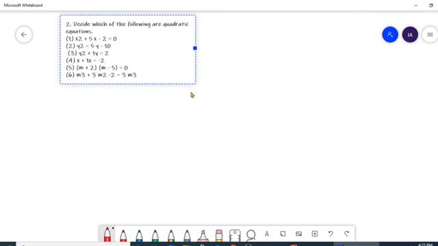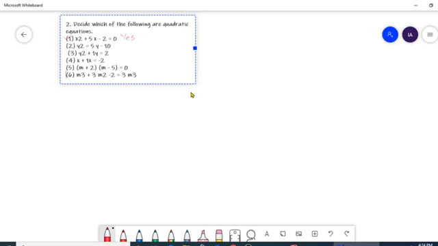So this is your question number 1. x square plus 5x minus 2 is 0. So it looks like ax square plus bx plus c equals to 0. So this is quadratic. So it is quadratic equation, right?